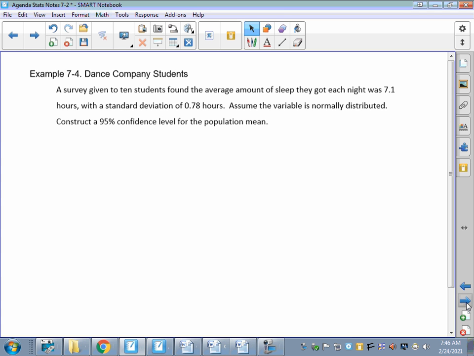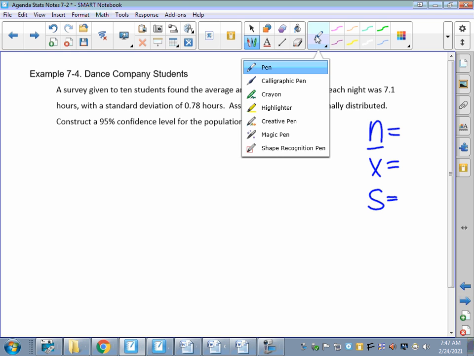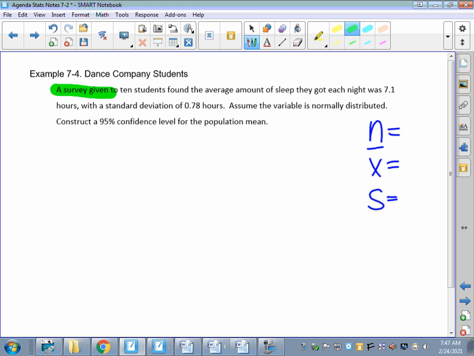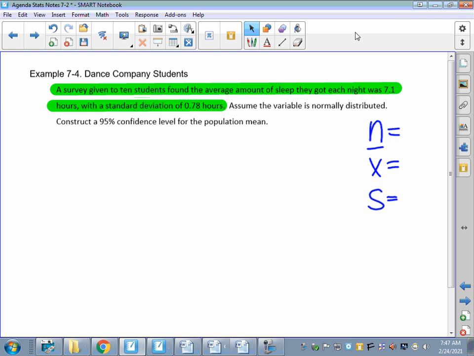We've got a small sample size, so we're going to construct a 95% confidence interval for the population mean. Over here on the side, I'm just going to jot down a couple of things: sample size, X bar, and S, the sample standard deviation. Notice that the data I give you in this first sentence is all from the sample. So I don't know sigma. I know that S is 0.78. I know that X bar, the average for these 10 students, was 7.1 hours, and I know that the survey was given to 10 students.